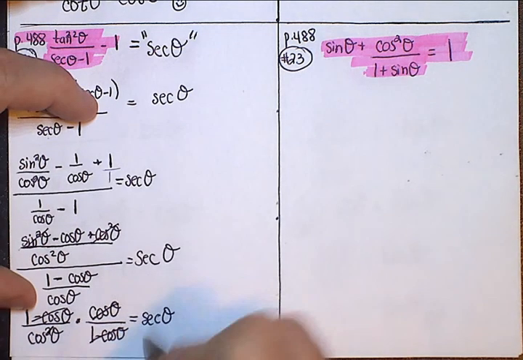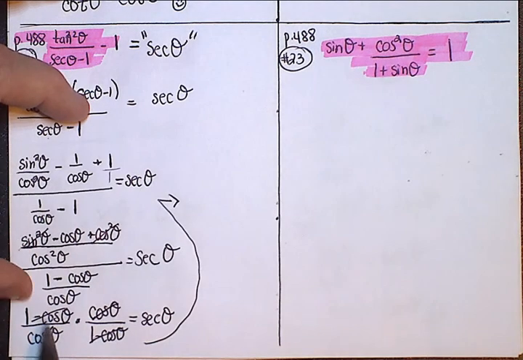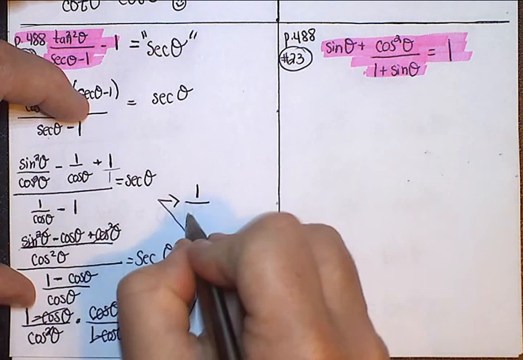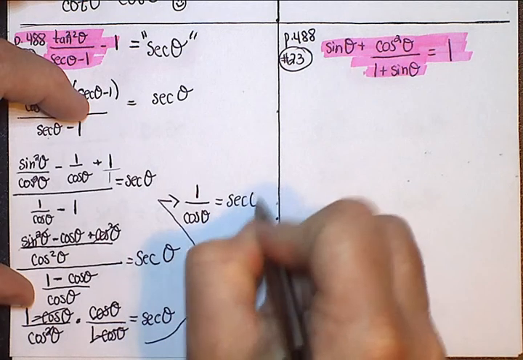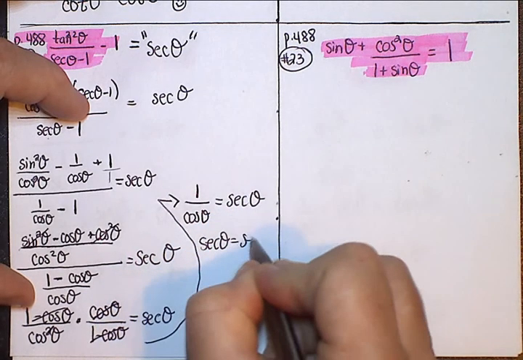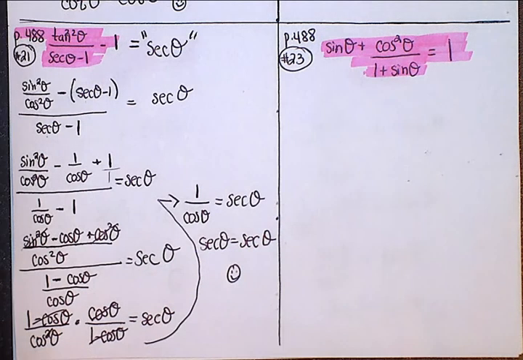And I'm going to bring the result up here. And if you take a look at what we have left, we just have 1 in the top over just a cosine in the bottom, and that's supposed to equal secant of theta. So we have secant of theta is equal to secant of theta, and we are done. Nice difficult question that you just were able to get through.